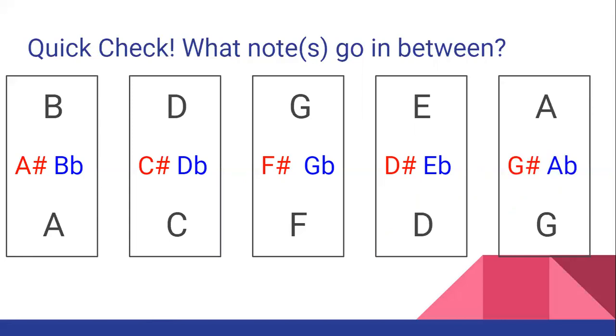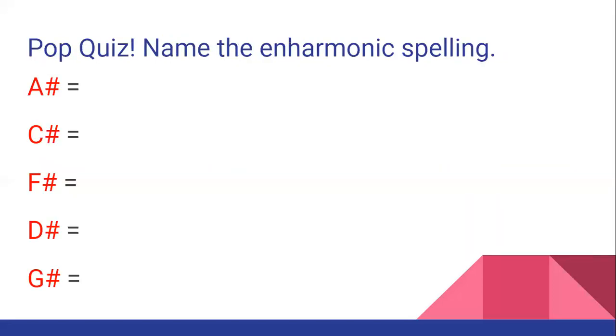Please make special note to realize that A sharp and B flat are identical. C sharp and D flat are identical. F sharp and G flat are identical. D sharp and E flat are identical. And G sharp and A flat are identical. That is why when you play them on the piano, they're the same button. And that is why when you look on your fingering chart, those notes have the same fingerings.